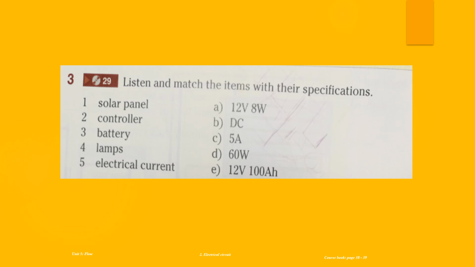Okay, after you have listened, now let's check the answers together. We should match number 1 with D, 2, excellent, with C, 3, with E, very good, 4, with A, and of course 5 with B.